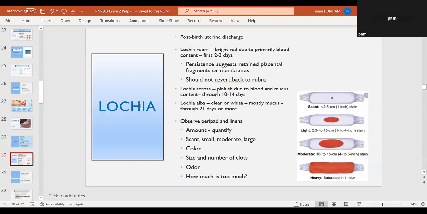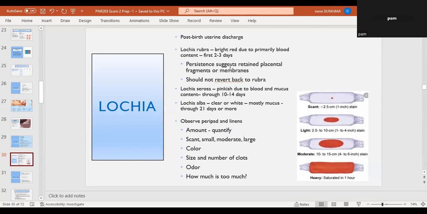Here's the lochia. We talked about this already. So you're hearing it again, which is okay. This is your post-birth uterine discharge, lochia. Now, lochia rubra is bright red bleeding due to primary blood in the first 2 to 3 days. Again, remember I told you it's all according to what book, but there it is, 2 to 3 days. That's what I always go by.